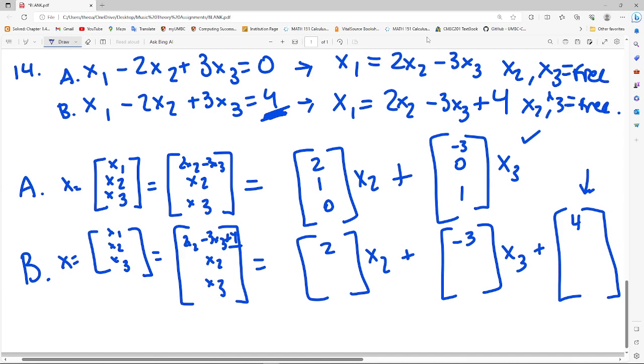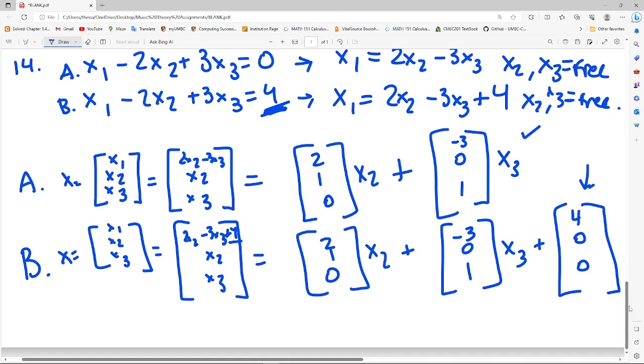x2 is equal to x2, so that's 1, and 0 because there's no x3s. x3 is equal to x3, so that's 0 here because there's no x2s, and 1 here. And there's no 4s in these columns, so it's just going to be 4, 0, 0. And so those are the two solutions. And then it asks you to describe the two solutions. So what you want to do there is you want to say the solutions are mostly similar.